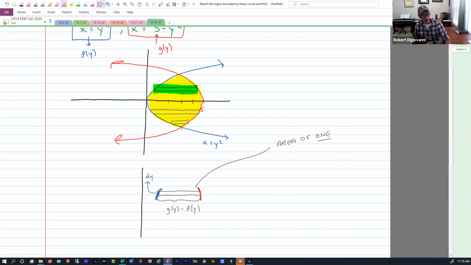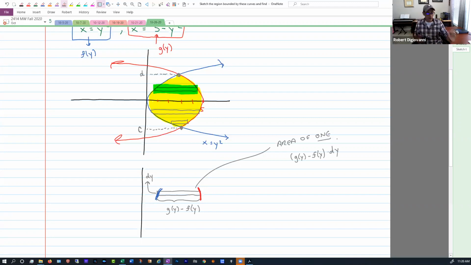Also, we notice that we have to find where these two curves intersect and figure out not their x coordinates, but their y coordinates. And that will tell us where we're going to start. I'm going to call them c and d instead of a and b. That's pretty standard. So the area of one of these, just to finish this off, would be g of y minus f of y, and then times dy.